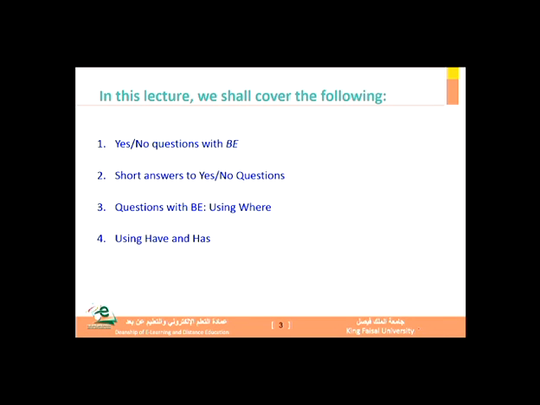In this lecture, we are going to introduce chapter number 2, which talks about yes/no questions used with verb to be. We will talk about making short answers to those yes/no questions. Again, we will learn how to make questions with verb to be, and we use the question word where. We are also going to introduce using have and has in this lecture.